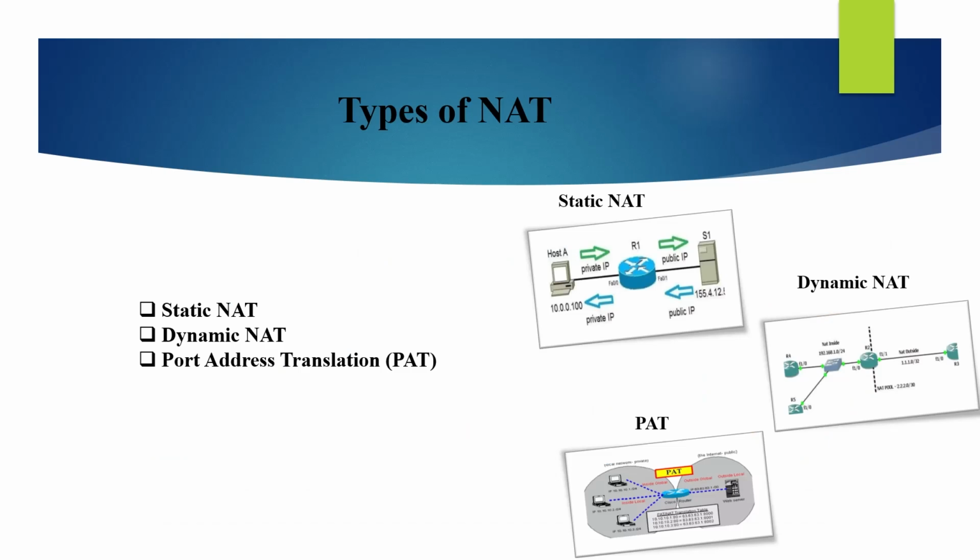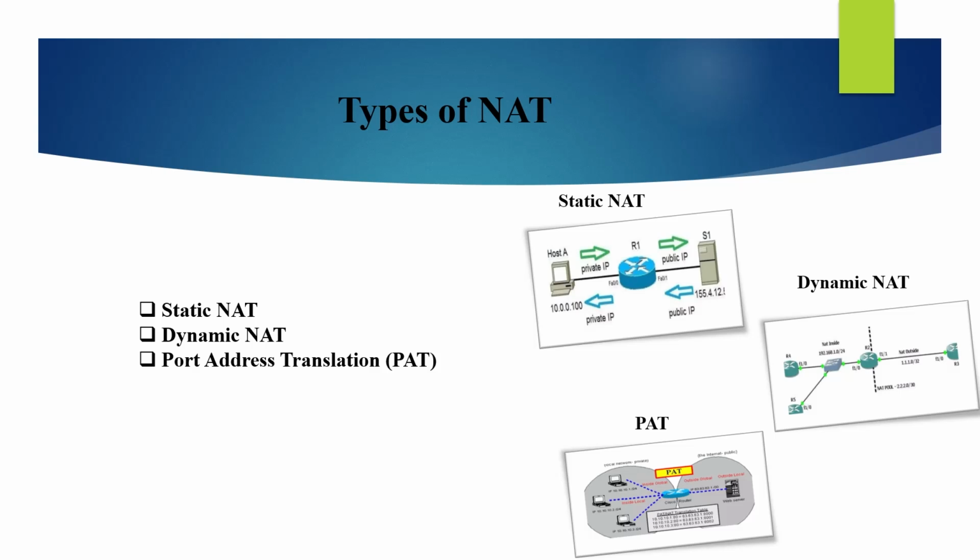Then, types of NAT. We already know that there are three types of NAT: static NAT, dynamic NAT, and port address translation, PAT. Static NAT enables a one-to-one mapping between a private IP address and a specific public IP address, ensuring that the private device always uses the same public IP for internet communication. For example, a private IP like 192.168.1.10 will always map to a public IP like 203.0.113.10.